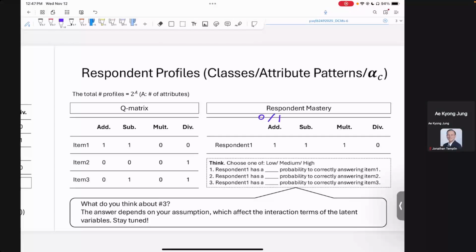And subtraction also, they can get 0 or 1. Multiplication also 0 or 1. And division also 0 or 1. All 2 cases, and we multiply them, then it'll be 2 to the 4, which is 16 profiles. Total profile is 16. So if we have A attributes, then the total number of profiles that we can get is 2 to the A.